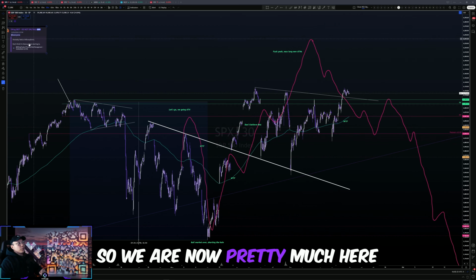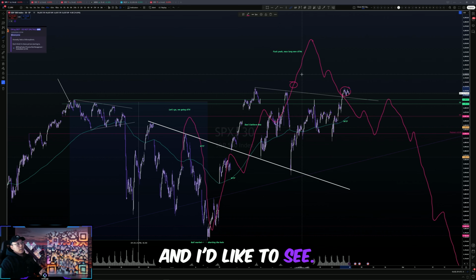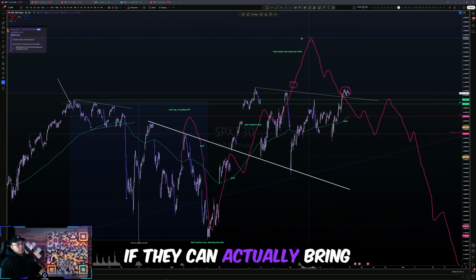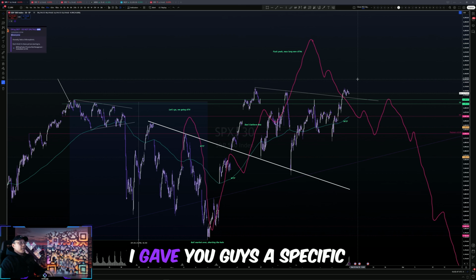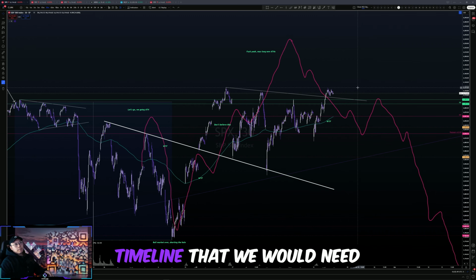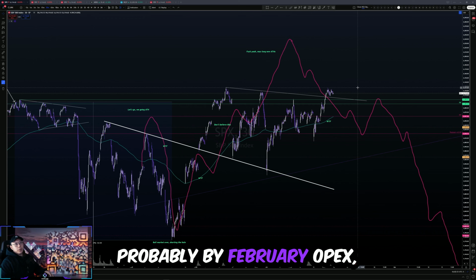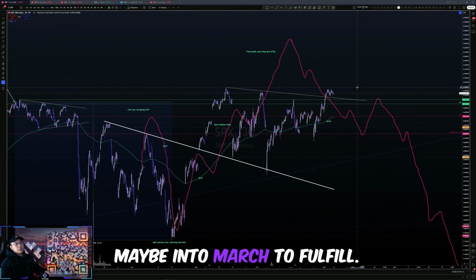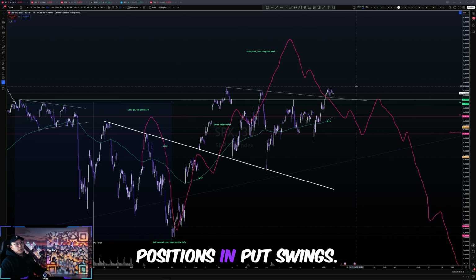So we are now pretty much here at this point of the projection. And I'd like to see if they can actually bring this up to my targets around that 6180 to 6235. I gave you guys a specific timeline that we would need to see this move happen, probably by February OPEX, maybe into March to fulfill. And I'm also ready to start positions in put swings for a few months out.